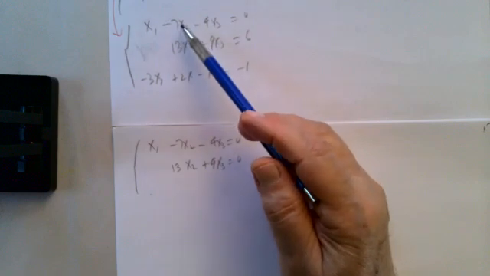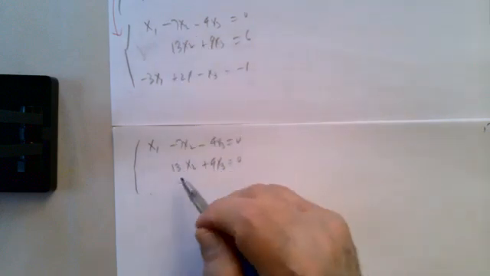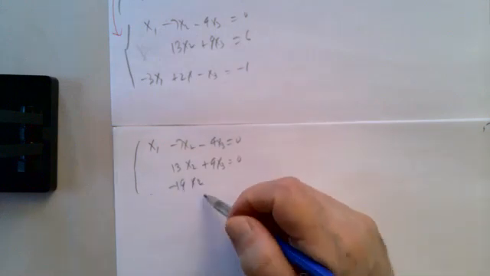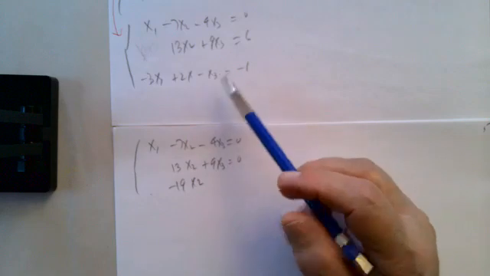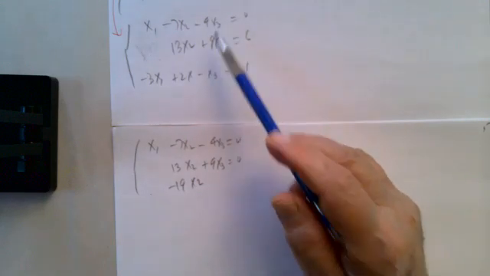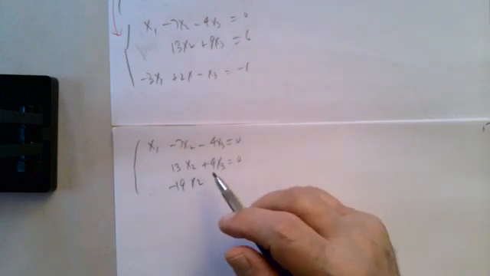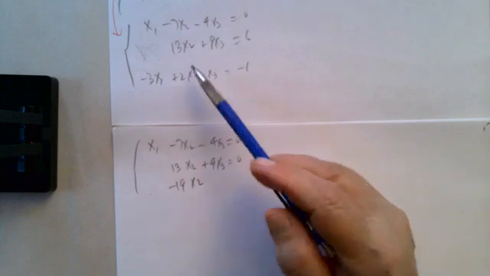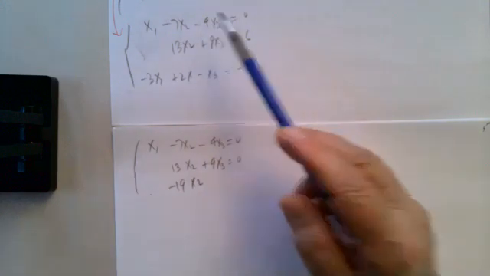Multiplied by 3, minus 21x2 plus 2 is minus 19x2. Minus 3 times minus 4 is 12. 12x3 minus x3 is 11x3. Let's see, is that right? Oh, sorry. No, that's right.